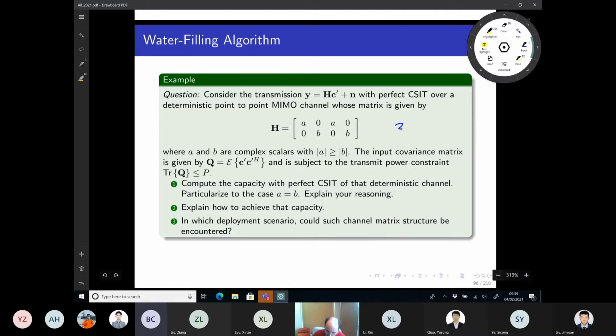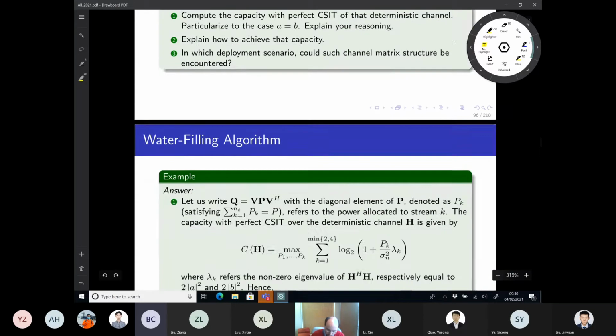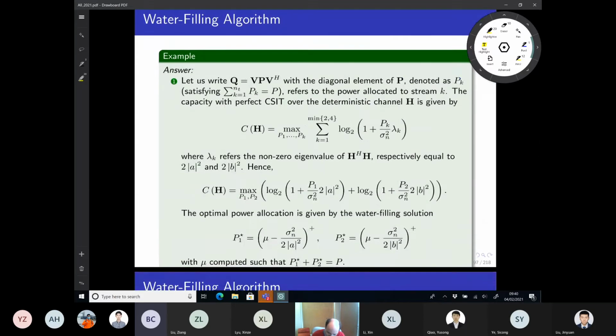But you see here, you have a 2x4 matrix, right? A 2x4 matrix means at most you have two singular values, and so you're going to have two eigenvalues of H Hermitian H, right? Two eigenvalues. You can actually compute those eigenvalues, and you can show that your eigenvalues are related to A squared and B squared. Now you have a certain power level, and Pk is the power allocated to the K eigenmodes, so the K streams.